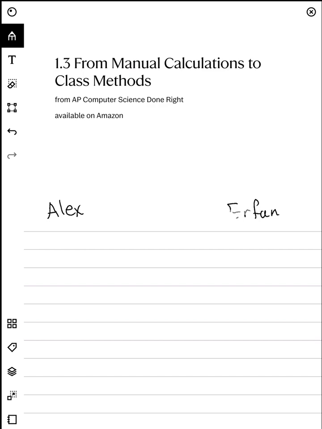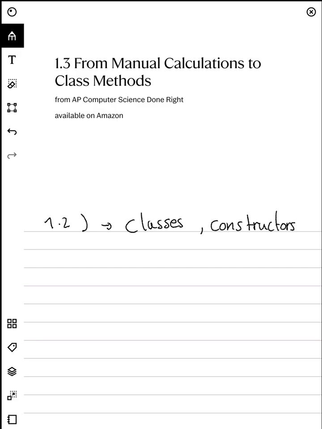Before we get started, Erfan, do you want to talk about what we learned in last class? Yes, so in the last class we learned about classes and constructors and how to make a new class or a new constructor. And also we've learned that we should write a purpose statement for every code at the start of the code. Yeah, absolutely. These are all excellent things that we learned.